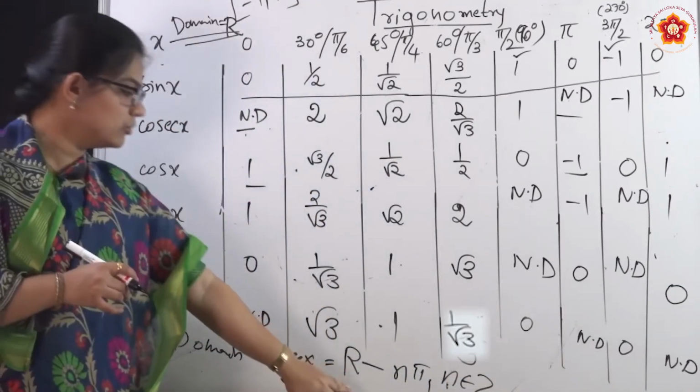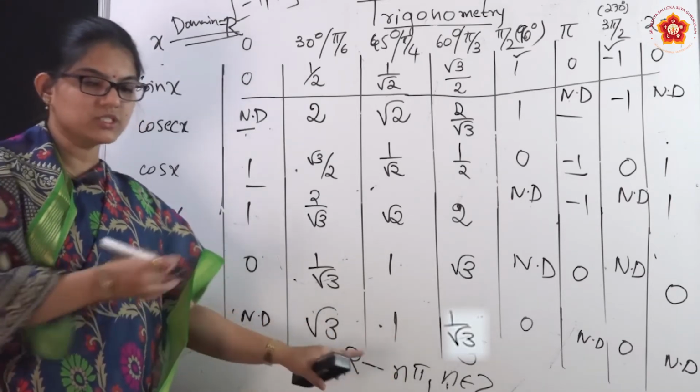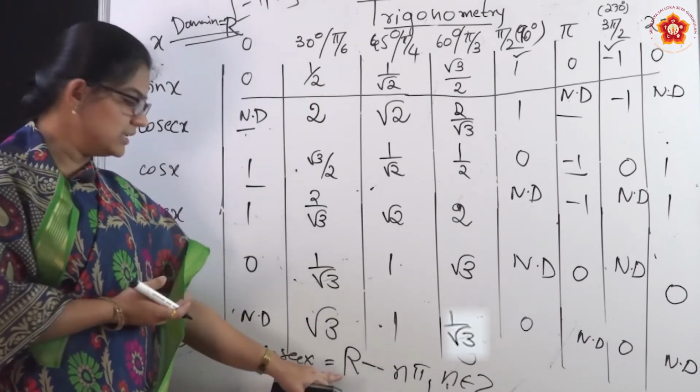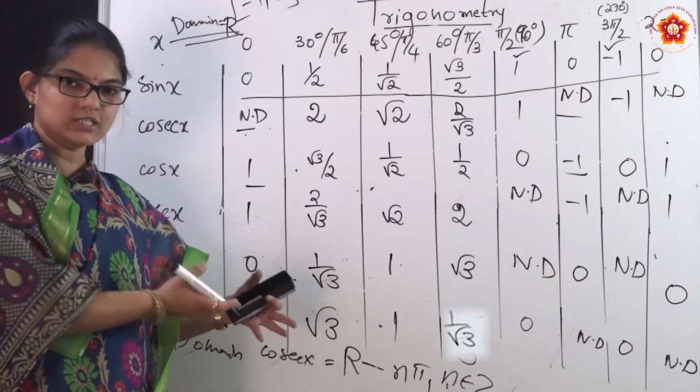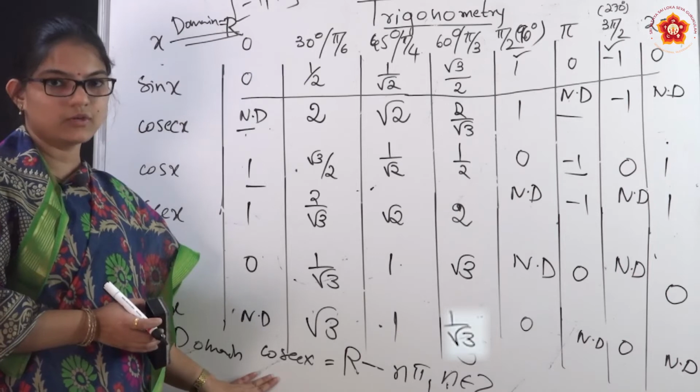So if you remove the multiples of pi from the real number set, whatever is remaining will be the domain of cosecant x.